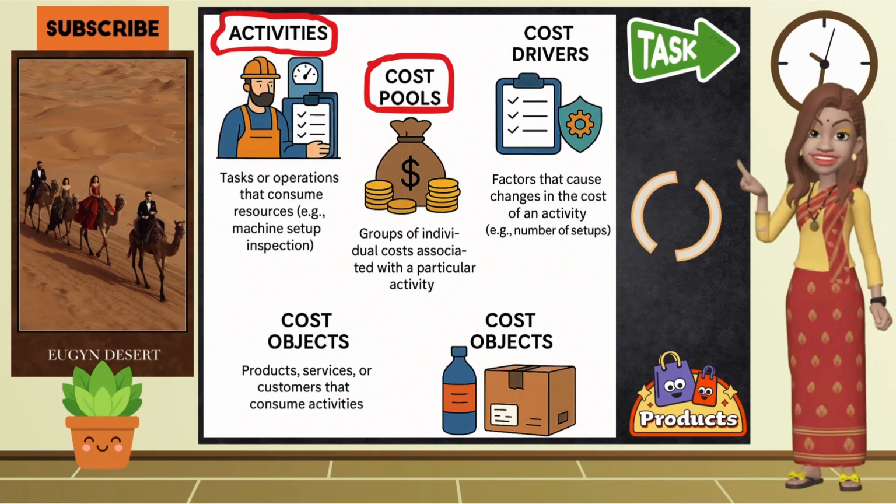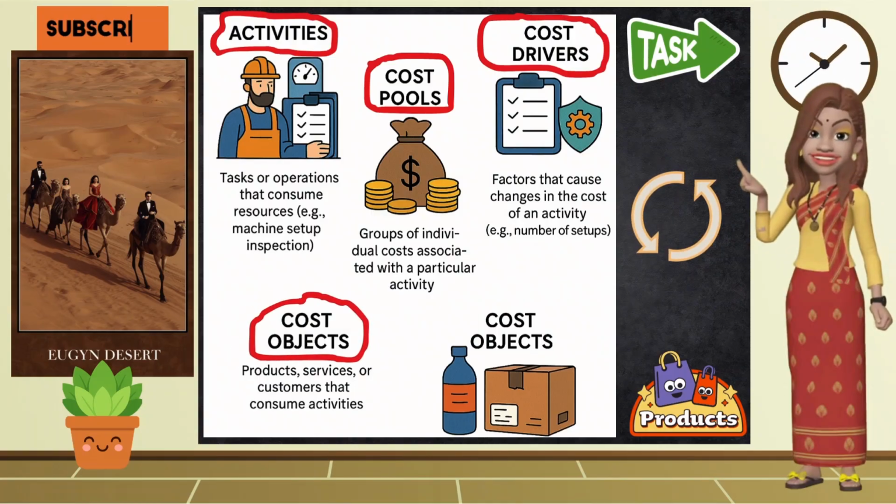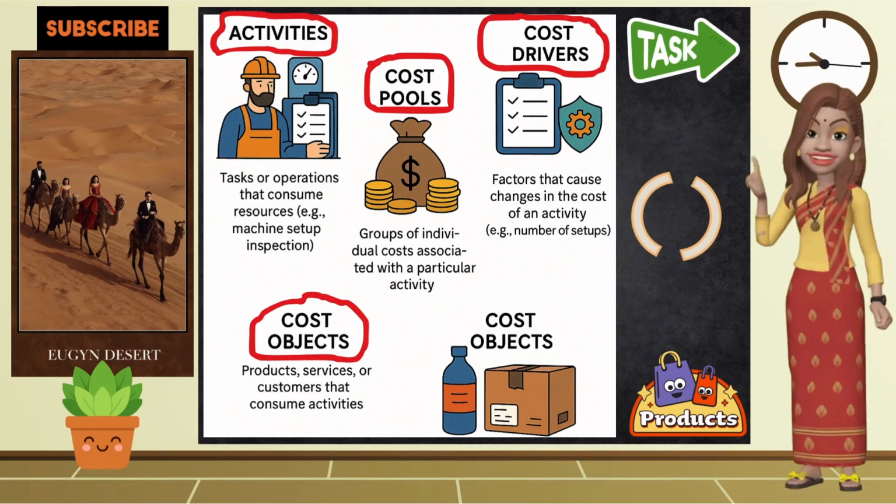The third component is cost drivers. A cost driver is a factor that causes a change in the cost of an activity. For example, the number of setups. The fourth component is cost objects. A cost object is a product or service or customers that consume activities.